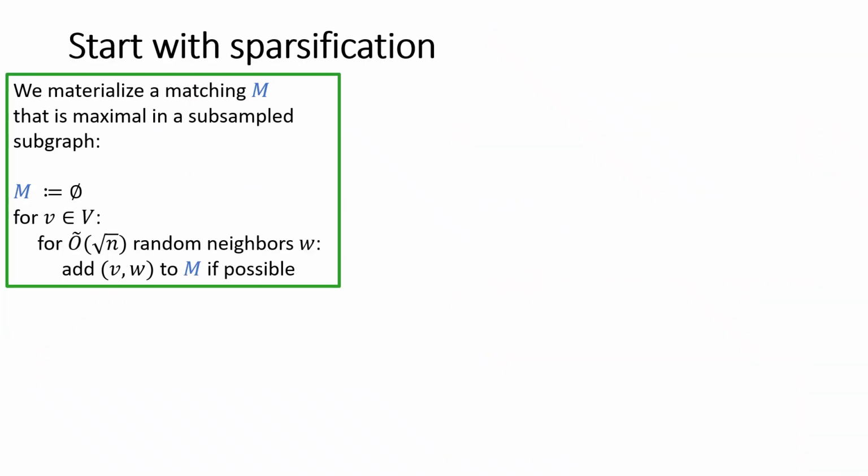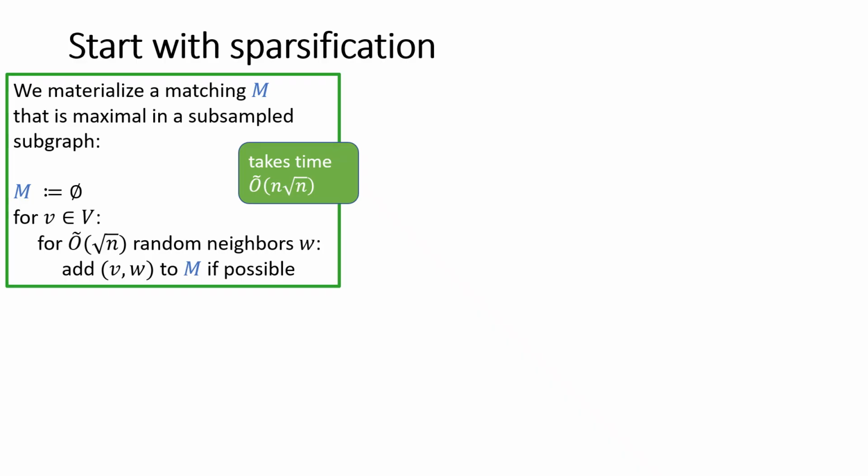So indeed, the first step of our algorithm is that we start by sparsifying the instance in order to reduce the degrees. What we do is we compute manually a matching in a subsampled graph. We start with an empty matching, and for every vertex in the graph, we sample some square root n random neighbors of it, and then try to build a matching with this. This takes time n to the 3/2.